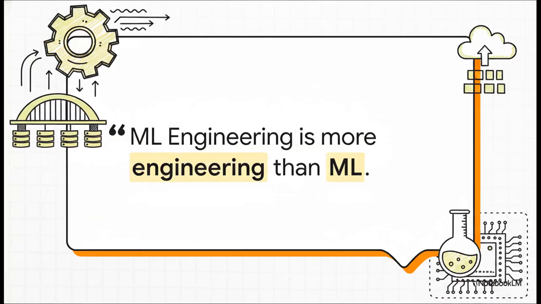Which brings us right to our final core message, the one big takeaway from all of this. It's this quote right here. Getting machine learning to actually work in the real world is fundamentally an engineering discipline. It's about building robust, scalable, and reliable systems. The machine learning part, the data science, that's just one ingredient in a much larger recipe.